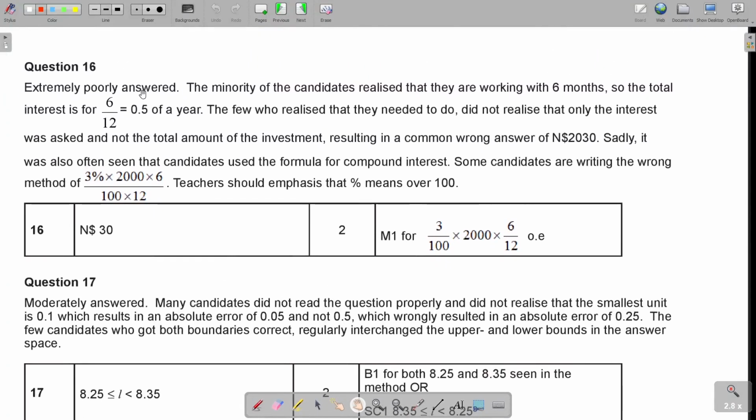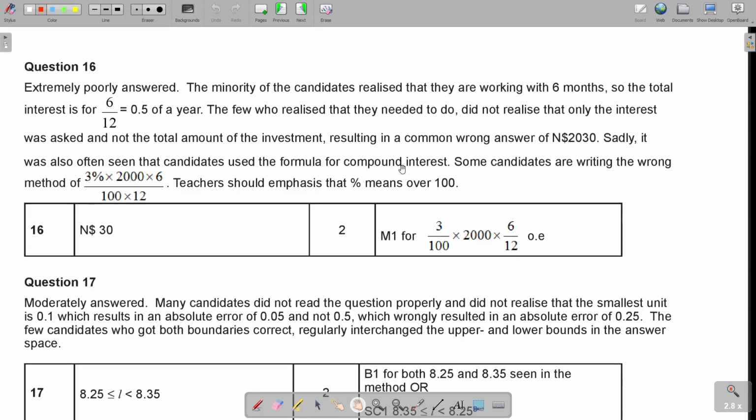So extremely poorly answered. The majority of candidates realized that they are working with 6 months. So the total interest is only 6 over 12 for a year. The few who realized that they needed to do this did not realize that only the interest was asked. Always mark that, and not the total amount. So you don't add, resulting in a common wrong answer of 2030. Sadly, it was also seen that candidates used the formula for compound interest.